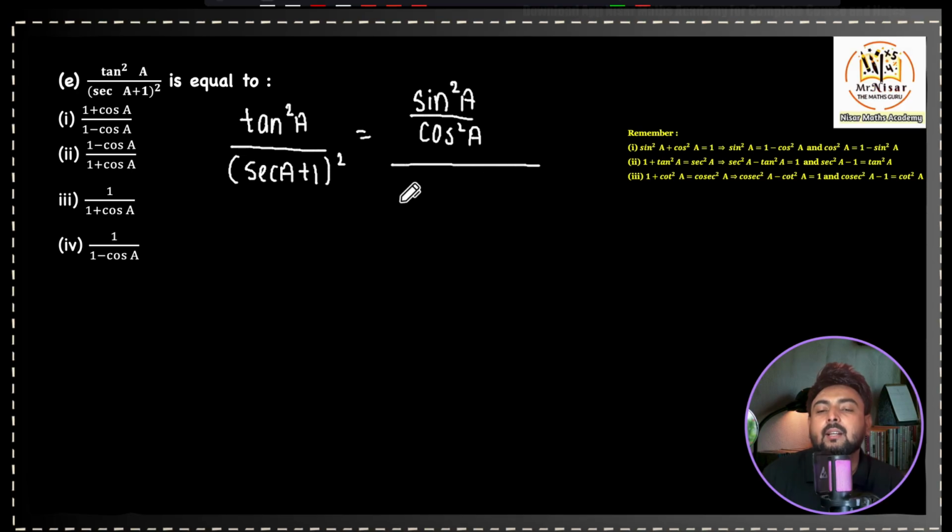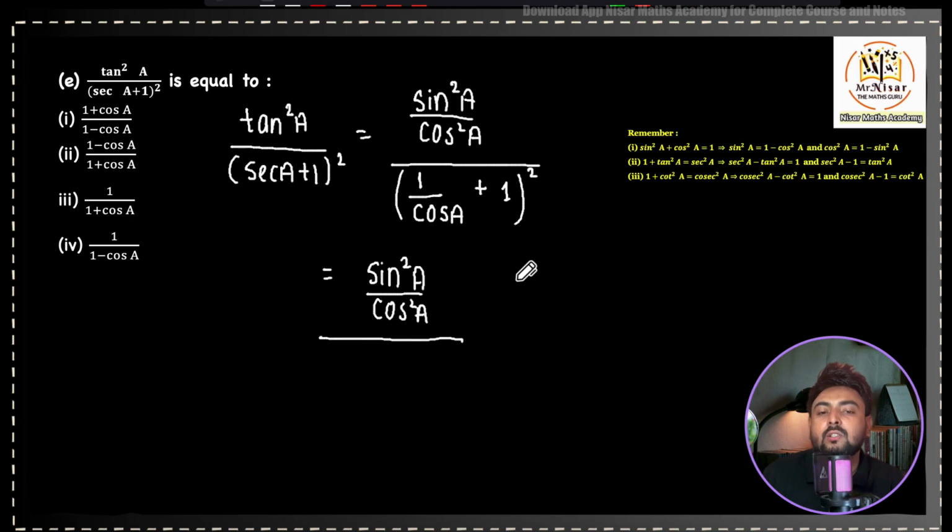And sec is the reciprocal of cos. Because everywhere cos is there, I am trying to convert that sec into cos. So sec is 1 by cos A, plus 1. Then sine square A I'll write as it is upon cos square A. Now just cross multiply here. 1 into 1 becomes 1, plus cos A into 1 becomes cos A, upon cos A into 1 is cos A, and downside we have the square of this.